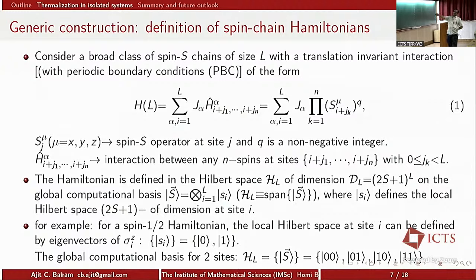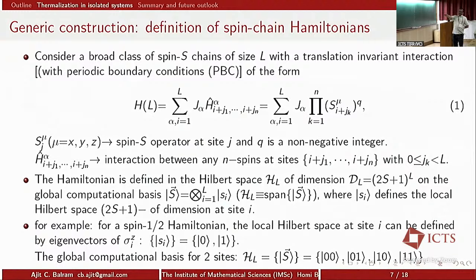There's a sum over alpha. Alpha tells you what kinds of terms you have in the Hamiltonian. And you run from sites 1 to L, and you look at n-spin interactions. Each of these terms, H alpha, is an n-spin interaction. It's a product over n spins. The spins can be raised to some power q in general.